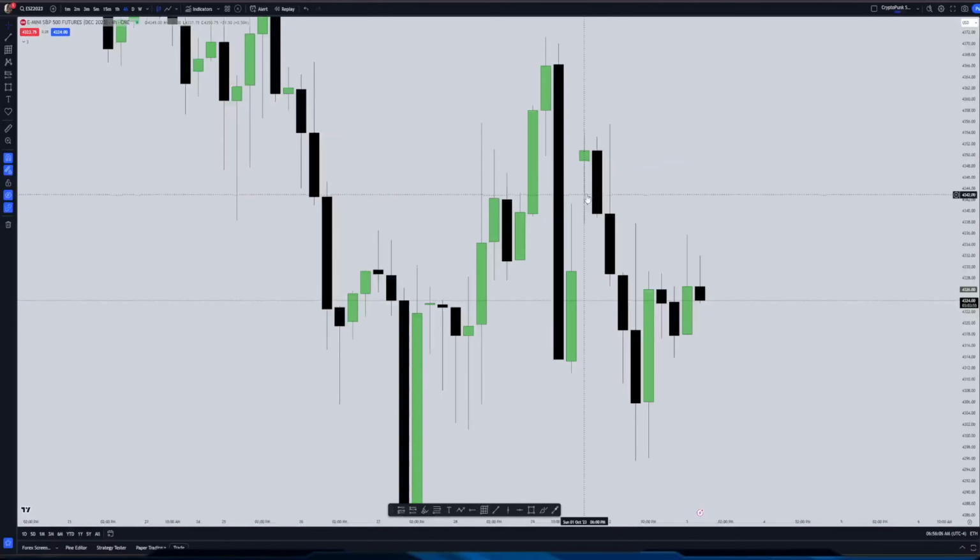So I have no bias during this. Then this candle took this liquidity and closed way below the low as well. Okay, so now I have some bias. What is the bias? The next liquidity target should be this.